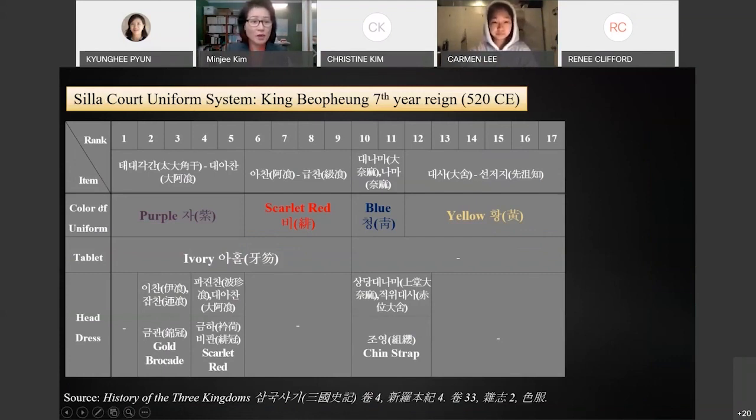And in this table, you can see Shilla's court uniform system. In the Shilla kingdom, they regulated court uniforms with color and tablet. Usually civil officials hold a notepad made of either ivory or wood, and they regulated the material, and the headdress was also regulated. This was promulgated about 520 CE, and it lasted until they reformed their court uniform system.